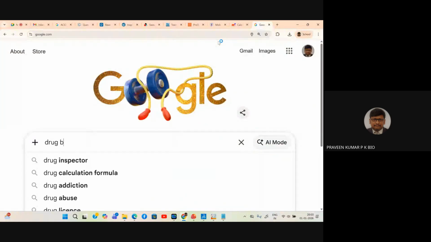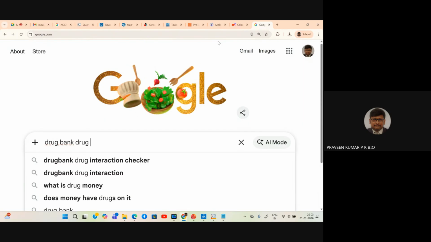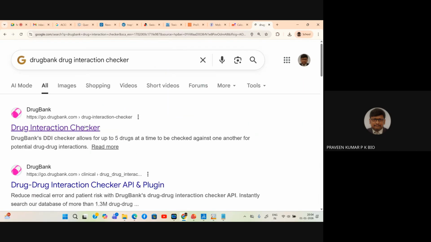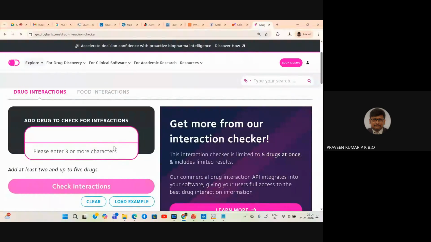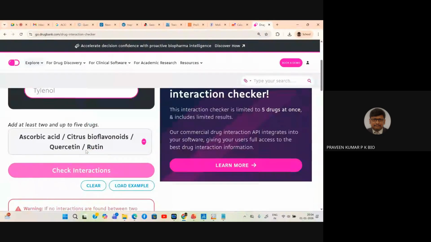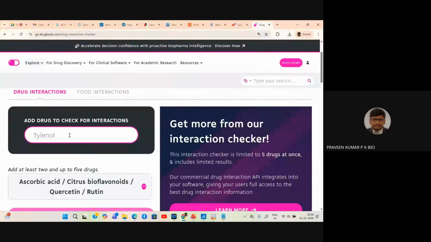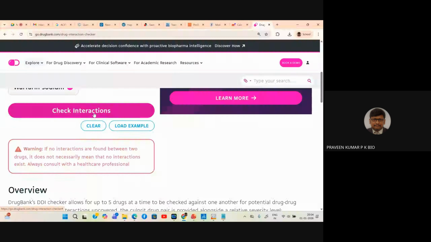DrugBank. Can we go with the drug interaction checker? So the drug interaction checker of DrugBank. First I'm going to type one kind of drug like quercetin. Quercetin is available. Then the next thing I'm going to try is acetaminophen or warfarin, warfarin sodium. Check interactions.